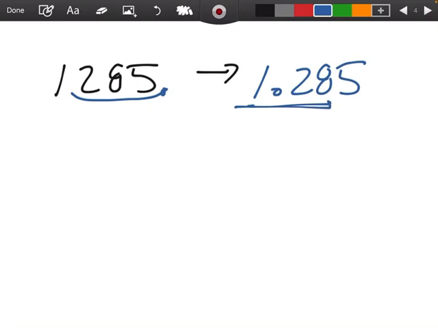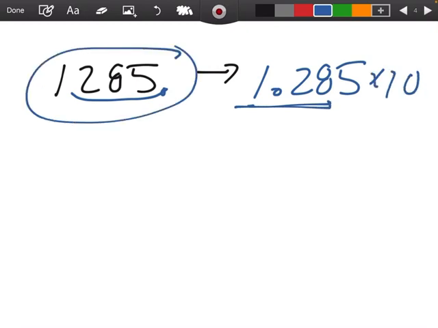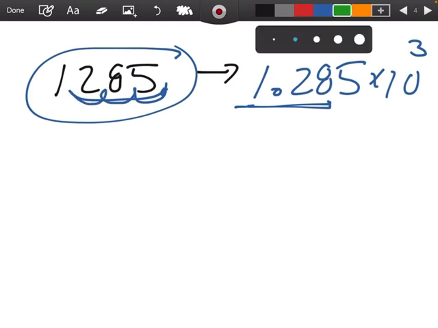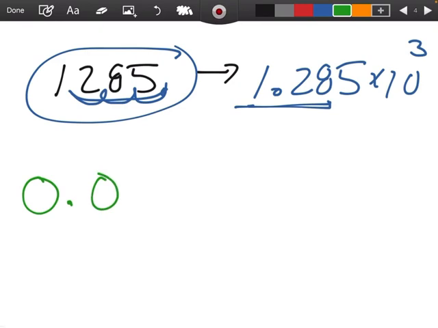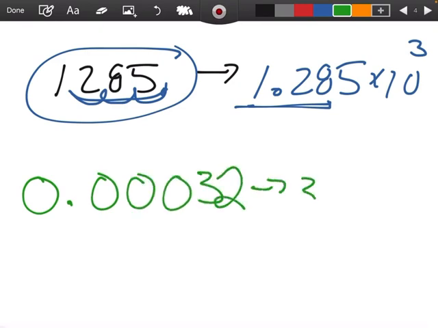More than $1, but smaller than 10. Now, because this is a big number, think about it like money, 1285, right? $1,285. Because that number is big, my exponent's going to be a positive number. Positive 3. Why 3? Because I moved it 1, 2, 3, right? So now, let me give you a second example. What about something like 0.0032, okay? I'm going to write this in scientific notation.